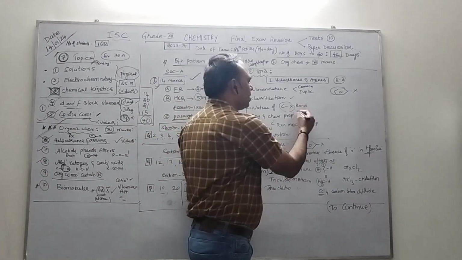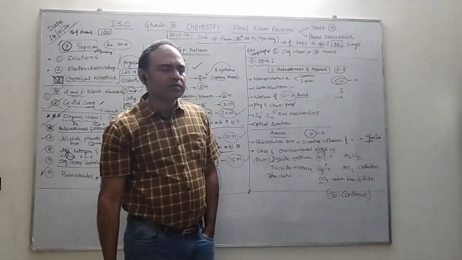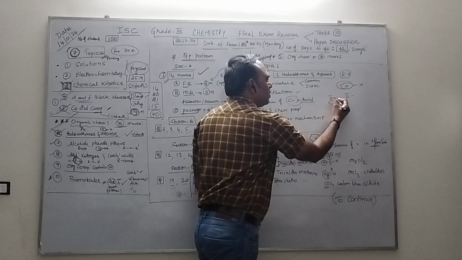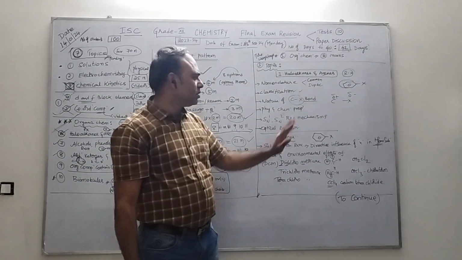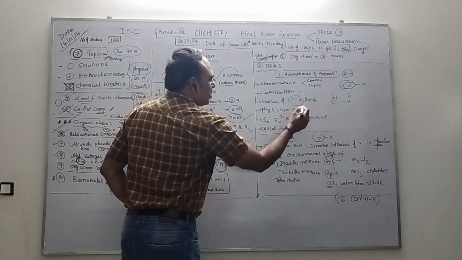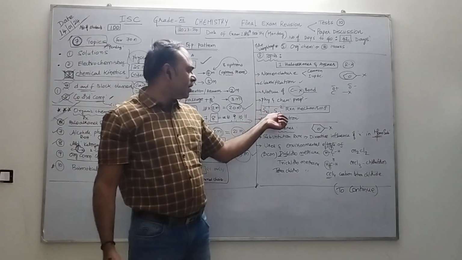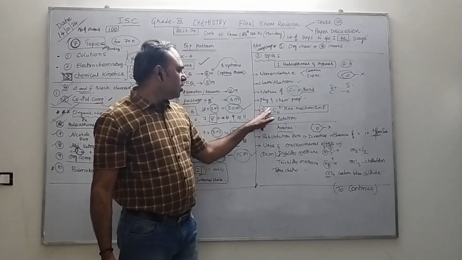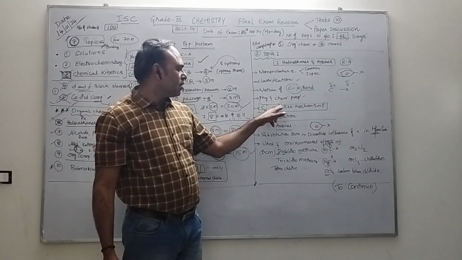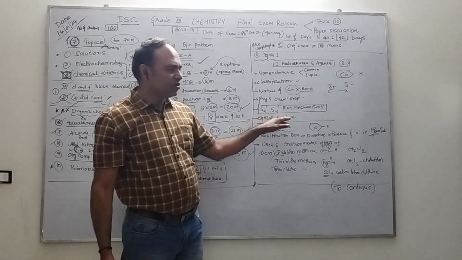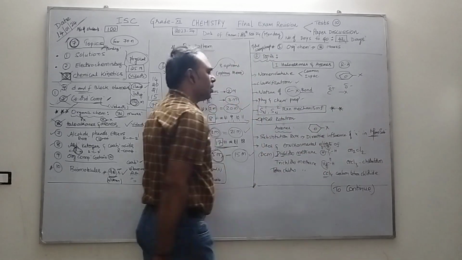Nature of the C-X bond. Why? Because X is more electronegative, it pulls the shared pair of electrons towards itself. So carbon gets partial positive and X gets partial negative. Due to this, you have to study the nature of this bond. Next, physical and chemical properties. This is the most important one. Mechanism of reactions, that is SN1 and SN2. SN1 is unimolecular nucleophilic substitution. SN2 is bimolecular nucleophilic substitution. So reactions as well as mechanisms are very, very important in this chapter.